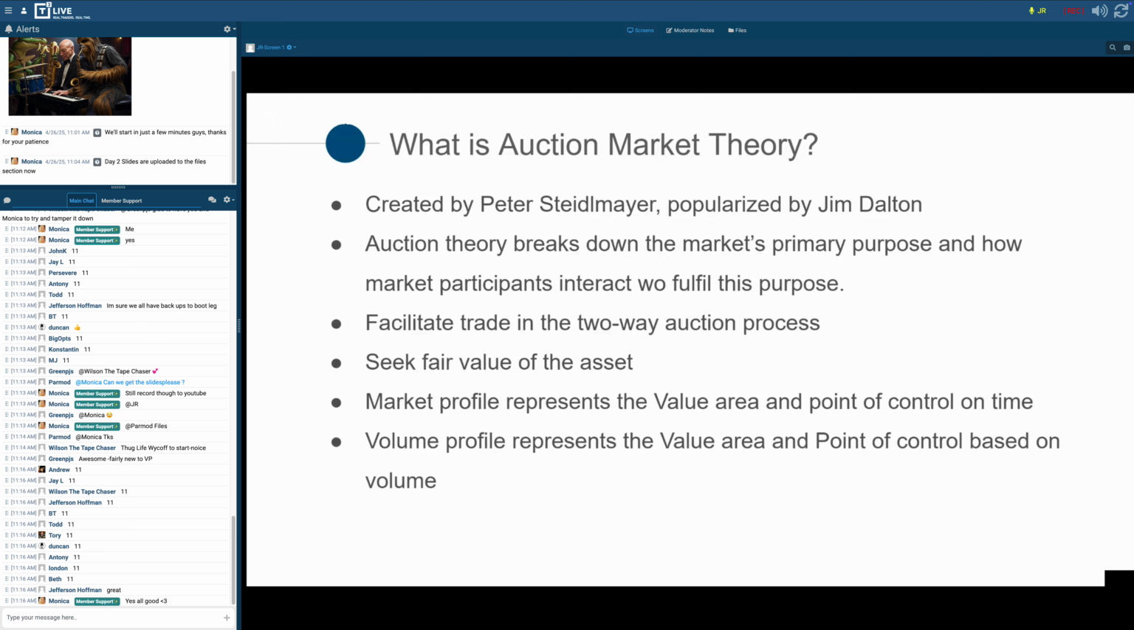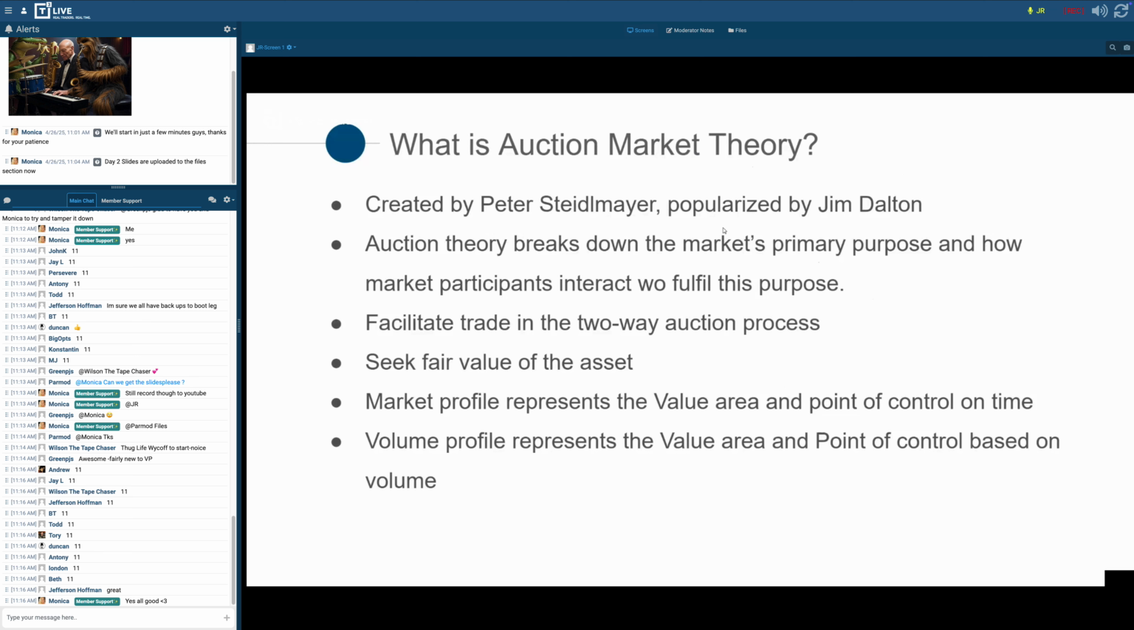Okay, the market profile represents the value area and point of control on time, right? So market profile will slice the market in terms of volume and then time periods, which is also super helpful and I use a lot. Today we're going to be focusing on volume profile, okay, which represents the value area and point of control based on volume. So we're going to be looking at volume at price today.